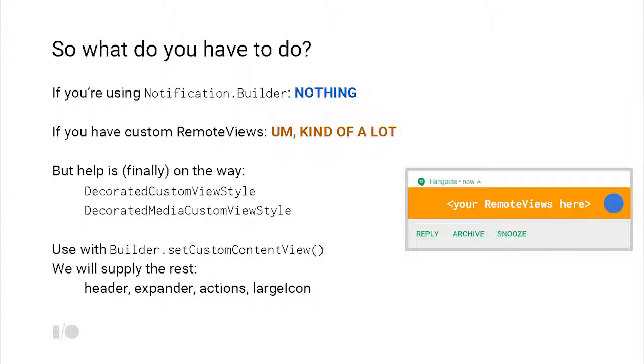For the very first time, we have a new template that is just designed to say, hey, I've got some custom content to put in the middle of this view, but please, system, decorate the rest of it exactly the way it's supposed to be done. So we call it decorated custom view style. And what you can see here is essentially a schematic of the orange section. You just do whatever you want inside of remote views, just like you did before with custom remote views.